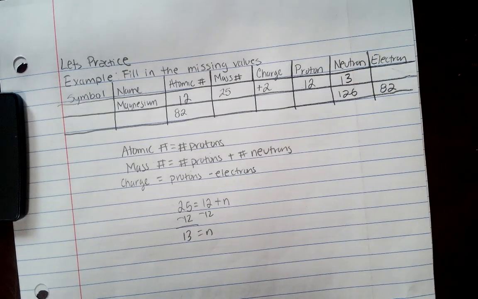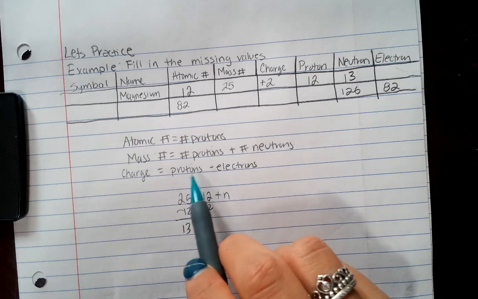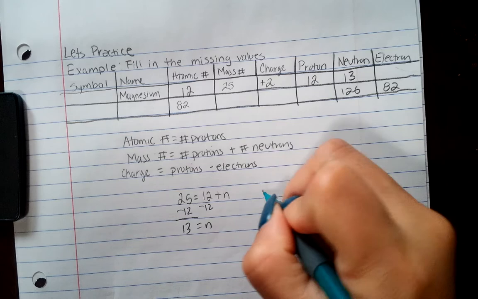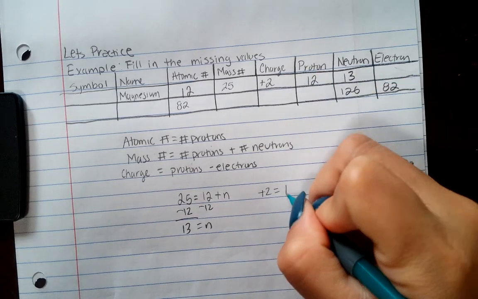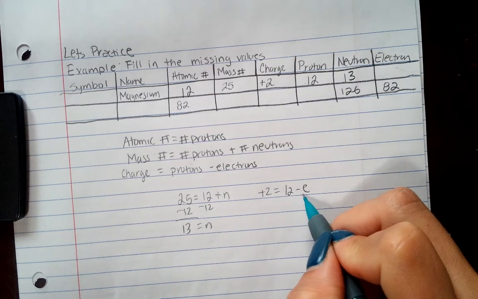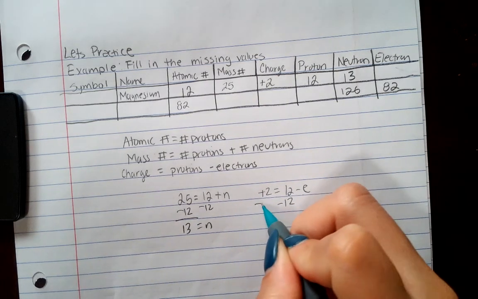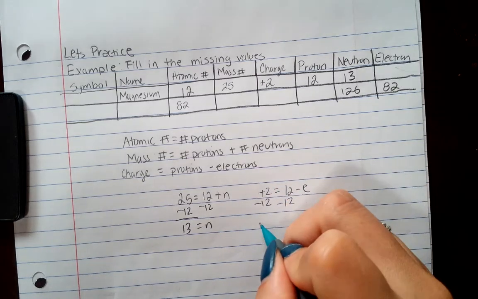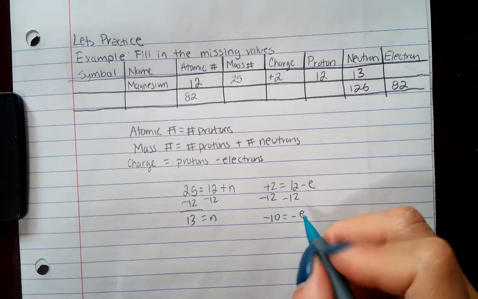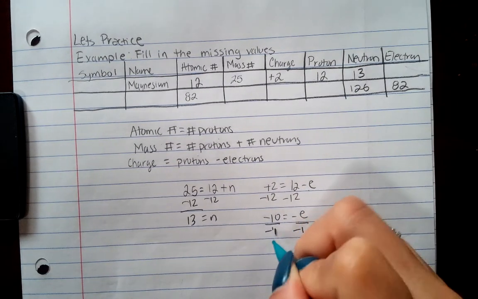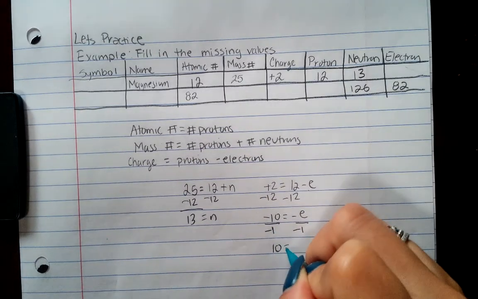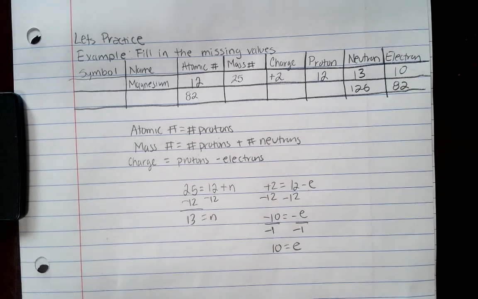Okay, now for the charge, we have protons minus electrons. So we have the charge, again, plus 2. We have the protons, which is 12. We don't know the number of electrons, but again, a simple algebraic equation we can solve for E. 2 minus 12 gives us -10 equals -E. However, as you know, we can't solve for a negative variable, so we just divide both sides by -1. -10 divided by -1 gives us 10 is equal to E, so 10 electrons.